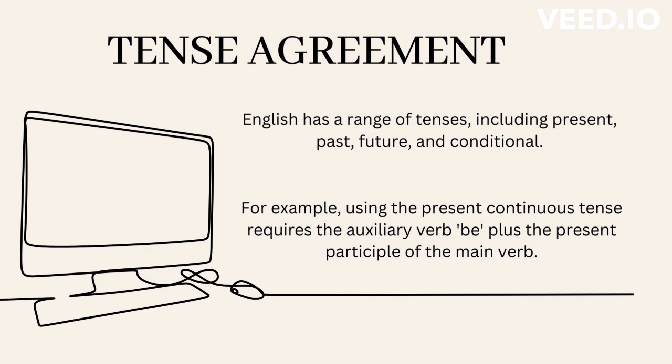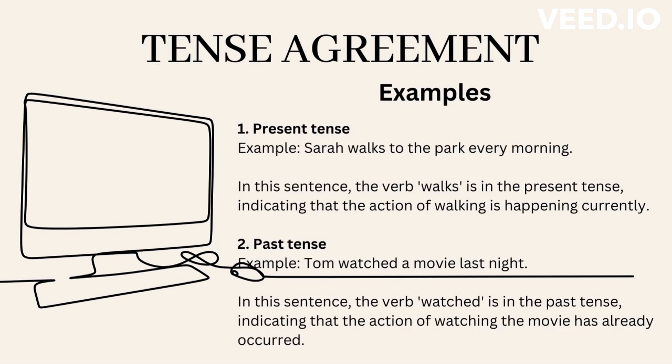For example, using the present continuous tense requires the auxiliary verb be plus the present participle of the main verb. This can be challenging to learn for learners who are not familiar with auxiliary verbs or verb conjugation rules. Let's see tenses and examples.